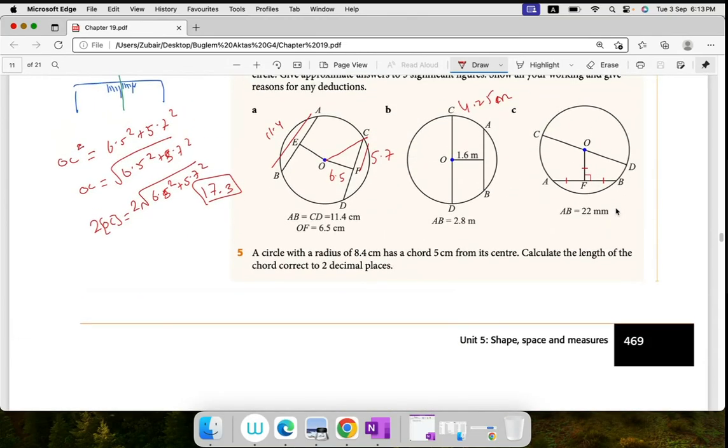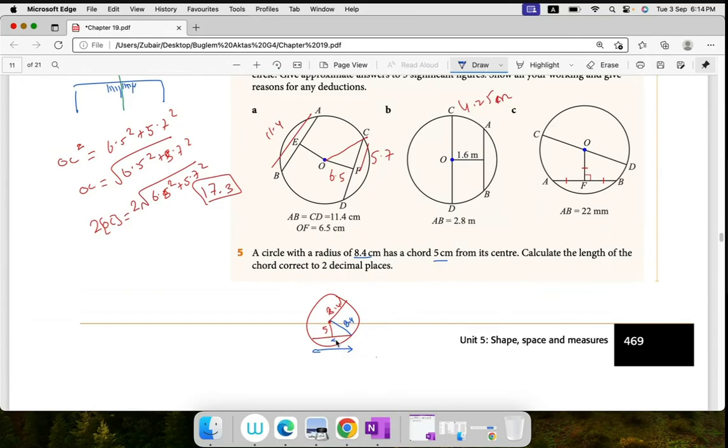Let's try question number 5. A circle with radius 8.4 and a chord 5 centimeters from the center. So if this is 5, this is 8.4. Calculate the length of the chord to two decimal places. So I have to calculate this.